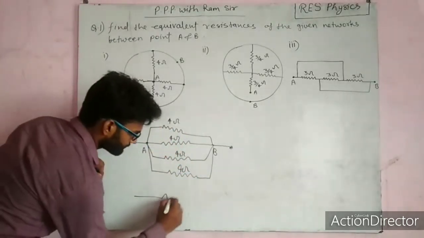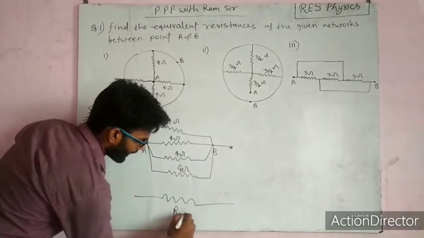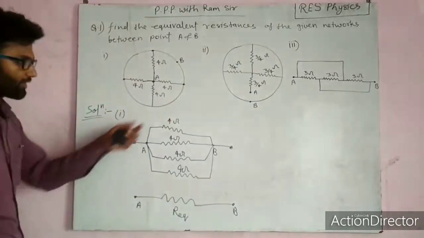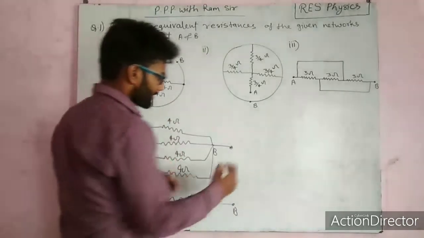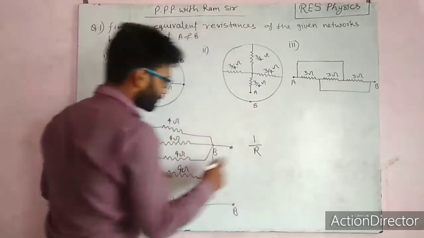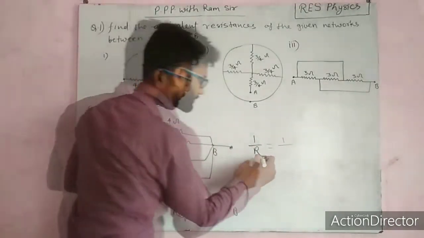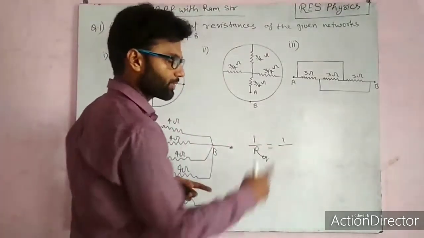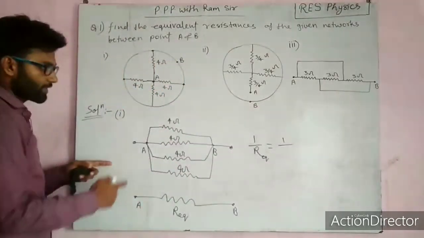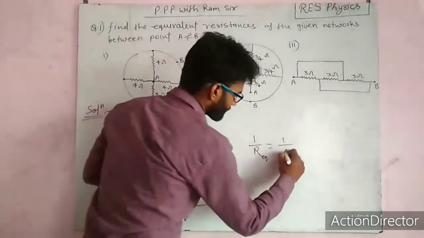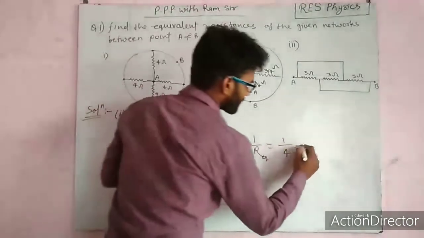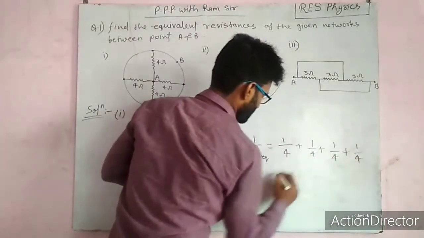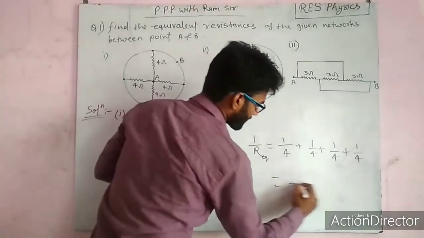So this will be R equivalent, suppose, between A and B. How can we add these resistances? Since we know for a parallel combination, 1 upon R equivalent is equal to 1 upon R1 plus 1 upon R2 plus 1 upon R3 and so on, right? So the first resistance is of 4 ohm, 1 by 4 plus 1 by 4 plus 1 by 4 plus 1 by 4. If we are adding it, the denominator is the same.